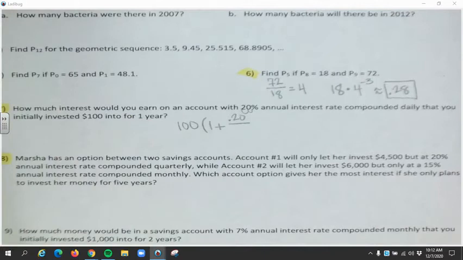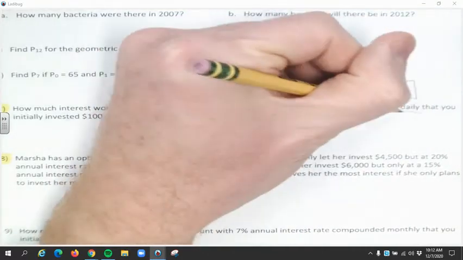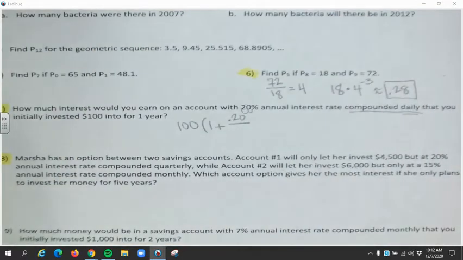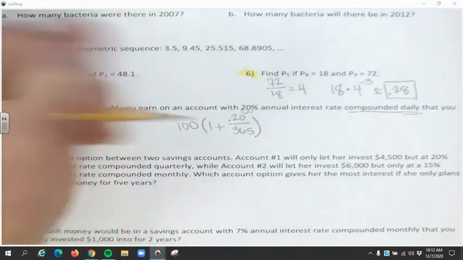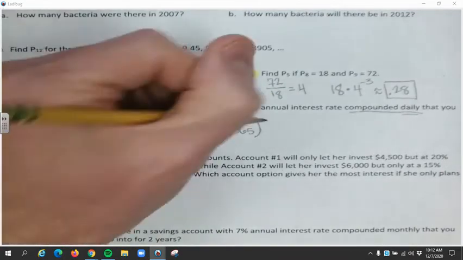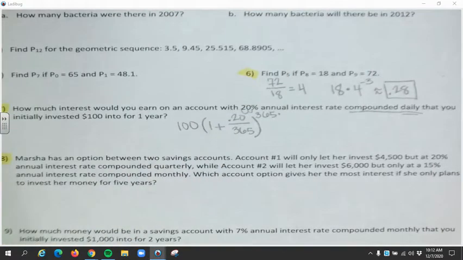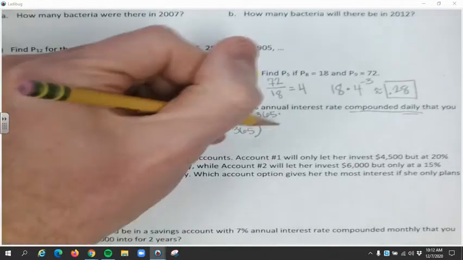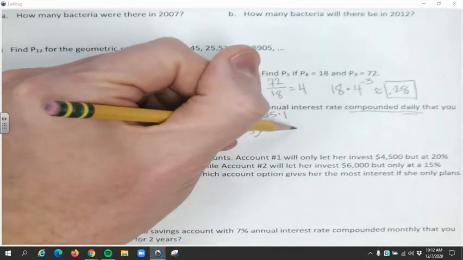Divided by n. N stands for the number of times compounded annually. It says compounded daily. So daily, how many days are there in a year? There are 365 days in a year. That number also goes in my exponent, which is the first number, times the number of years. And my years in this case, it says right here, is 1 year. You can type this in your calculator or in Desmos, either way.